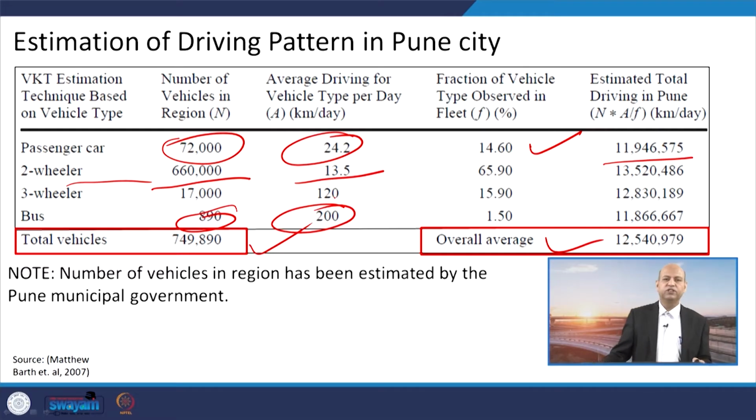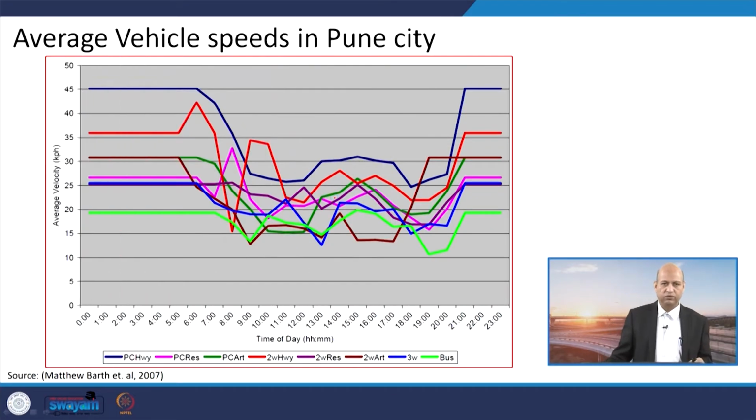The number of vehicles in a region has been estimated by the Pune municipal government, so those data have been taken. If there is some uncertainty or gap, that would be there. So we have to take into account those kinds of uncertainties and data gaps also.